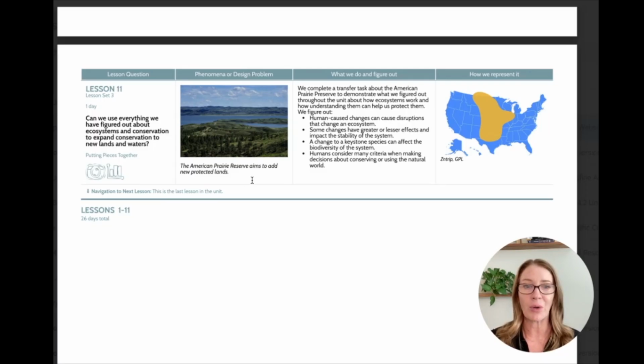So this is a really cool unit, especially if you like ecosystems and the Serengeti. If you know anyone who's been to the Serengeti, get some pictures, have them come in, talk about it. It's pretty amazing to talk about.